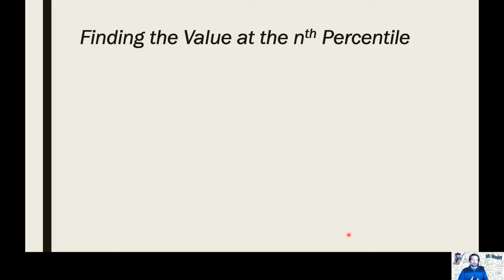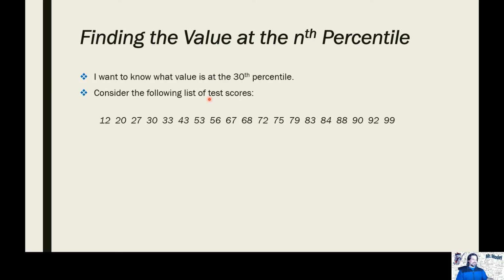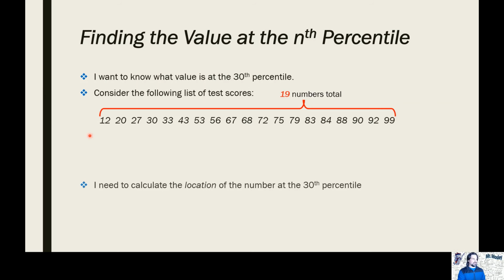We can also work backwards to find a value based on a given percentile. That's the nth percentile. N is just the placeholder for whatever percent we're putting in there. Let's say that I want to know what value is at the 30th percentile. Consider the same list of test scores that we've used in the previous example. So again, there are 19 numbers total. I need to calculate the location of the number at the 30th percentile. To do this, I use this formula. We do 19 plus 1 times 0.3, and that gives me the value of 6.